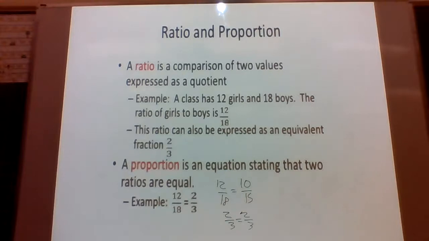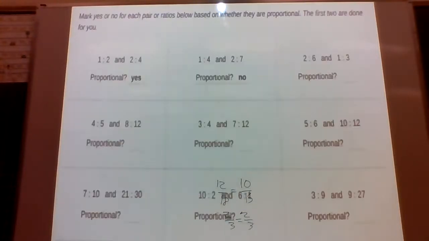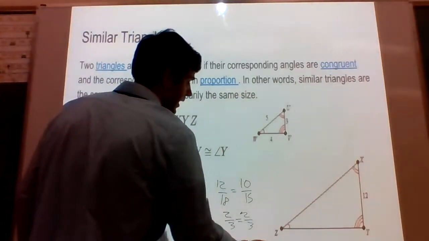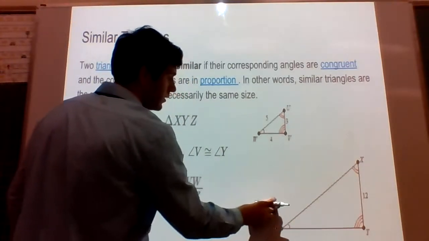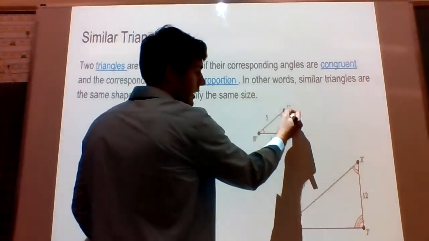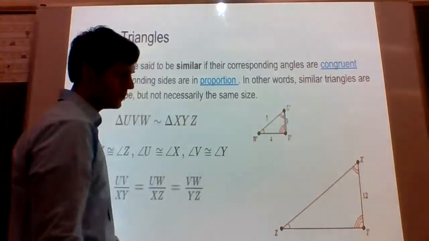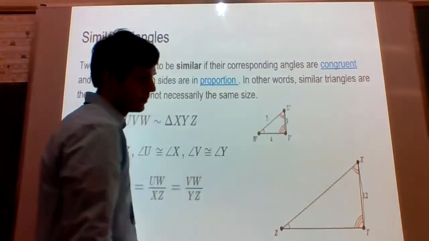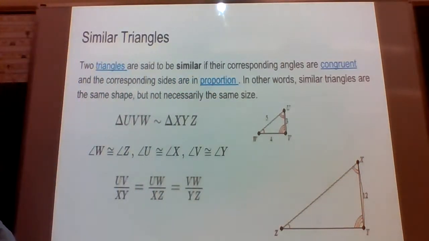When we talk about similar triangles, we're talking specifically about these sides of the triangle. So UV, what's the corresponding side to UV? It's going to be XY. They represent the corresponding sides of those triangles.